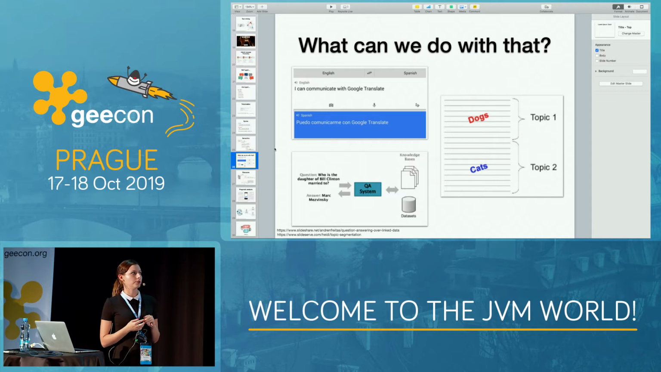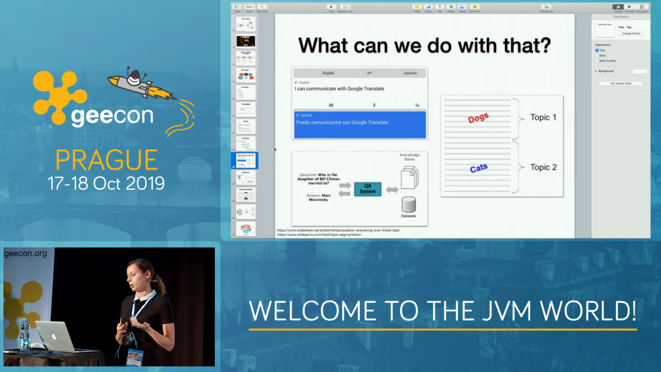Apart from that, we can do some question answering. So if we have some data sets with knowledge, using NLP we can just look for the right answer in these knowledge bases and give the user the answer. And the third part is topic segmentation. If we have a huge text, we want to know that, for example, the first part is about topic 1. Here it's about dogs. And the second part is about cats.